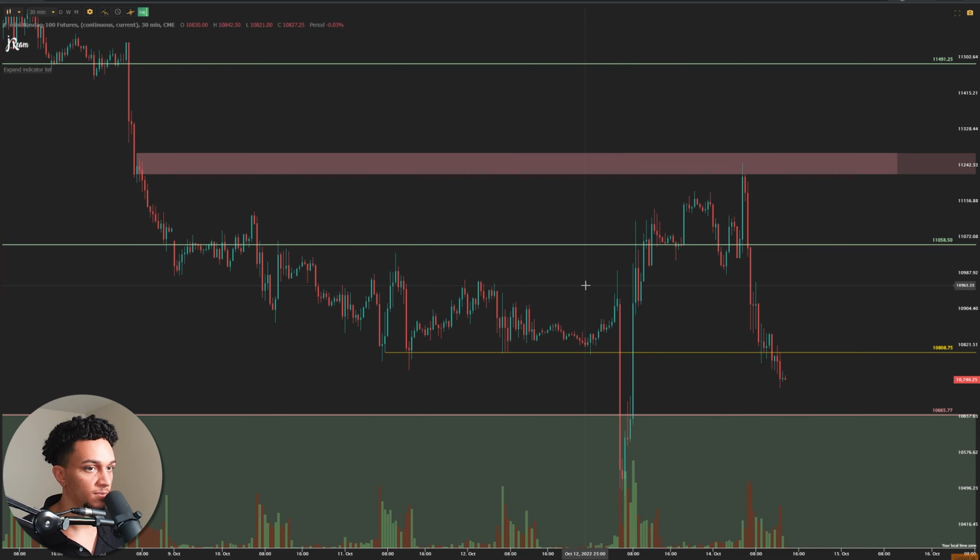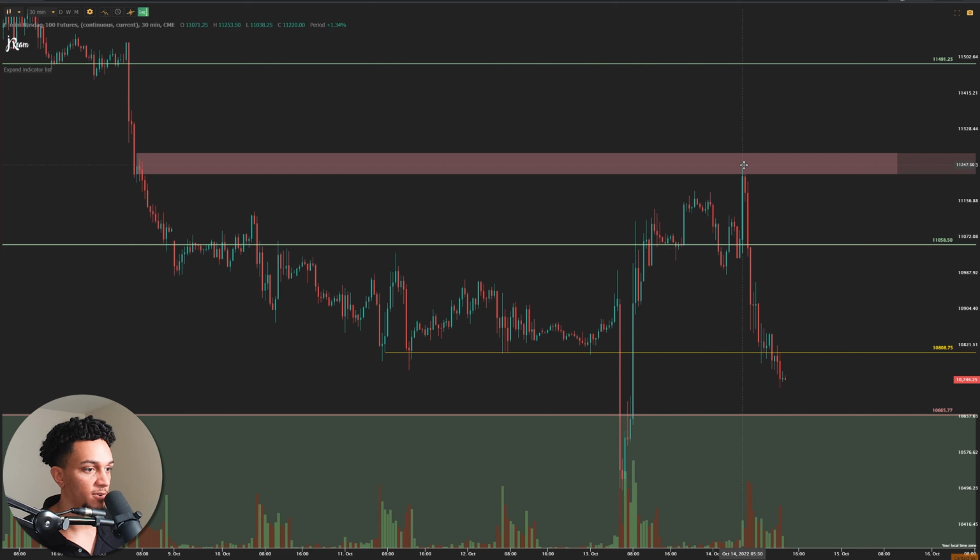Then the next trade, which I participated in, was on Friday, October 14th. So we had the supply zone that formed here around 11,200, stemming from going up to 11,275. So in pre-market, the Nasdaq kind of consolidated around 11,058. You're kind of bouncing off this level.